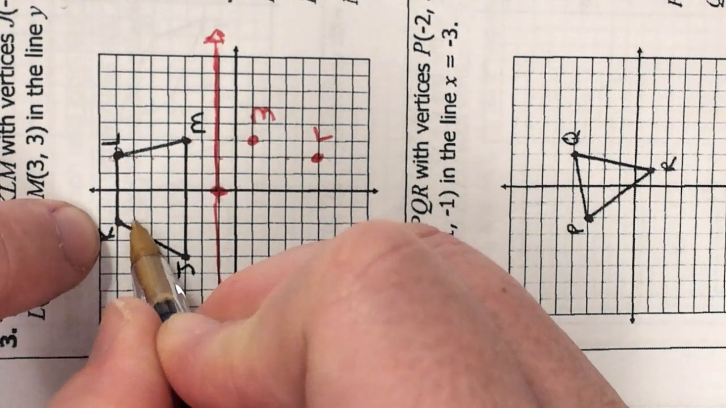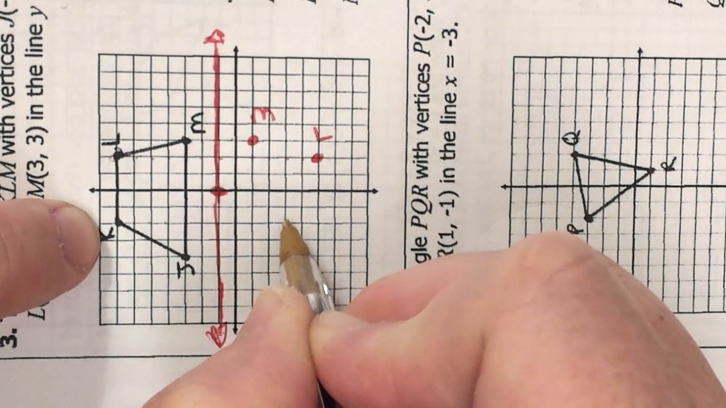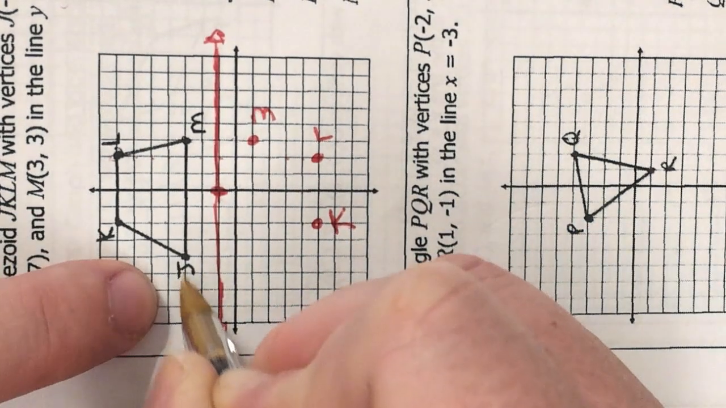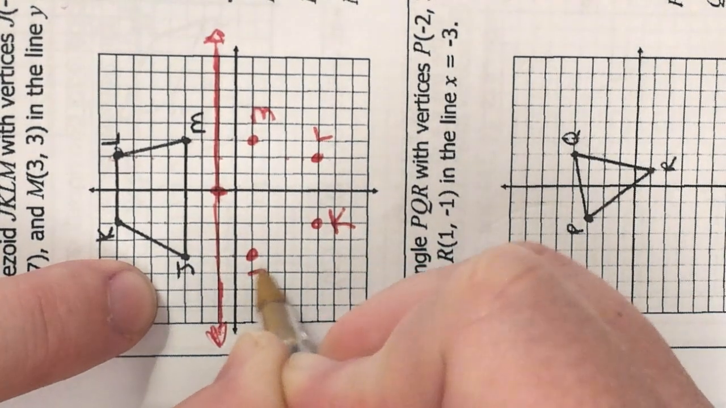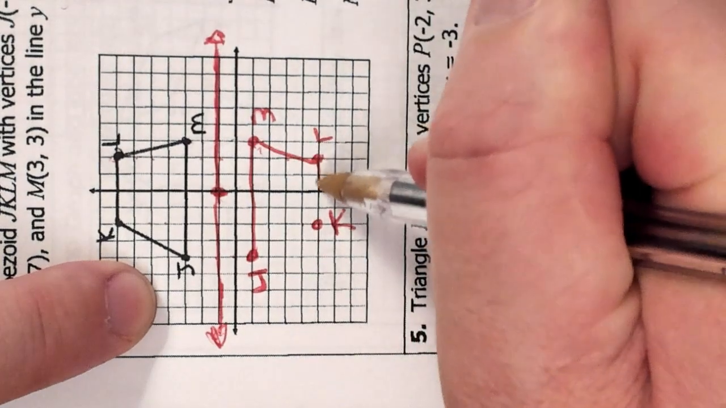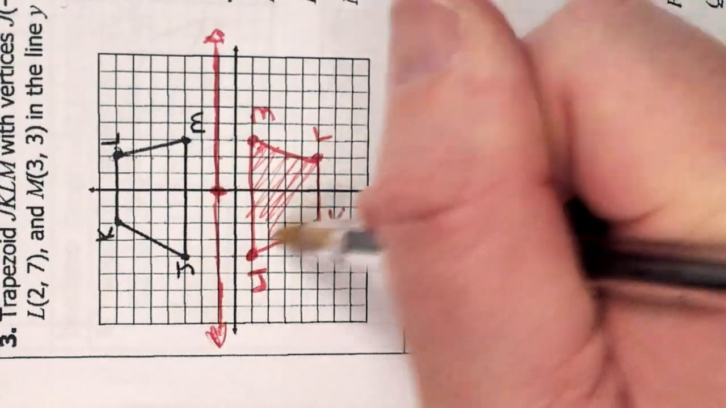Okay, K is 1, 2, 3, 4, 5, 6. That's the letter K. And J is 1, 2. And that is the letter J. All right. Does everything look like we just flipped over? Yes. So that looks legit.